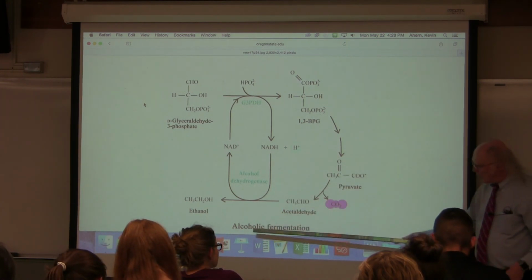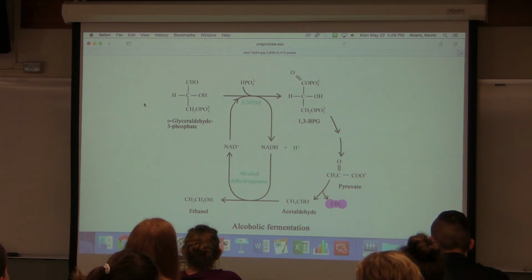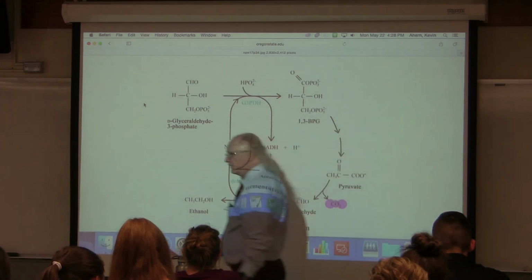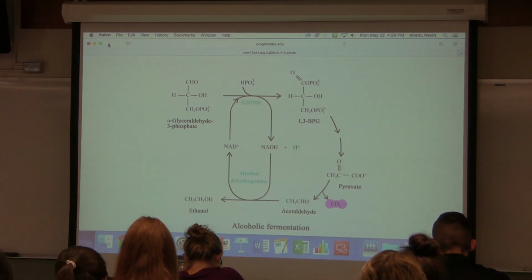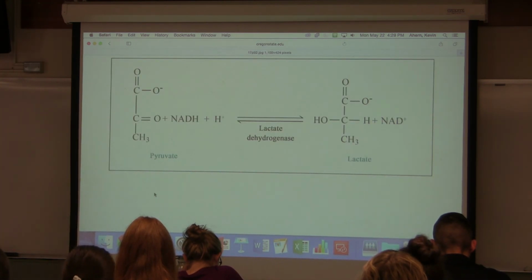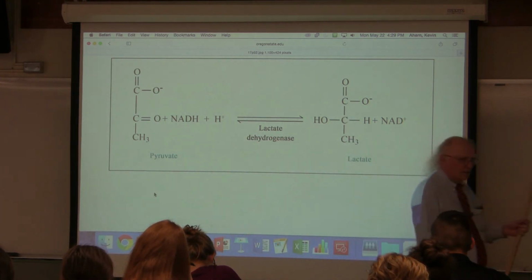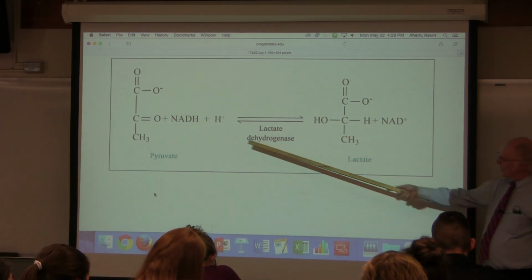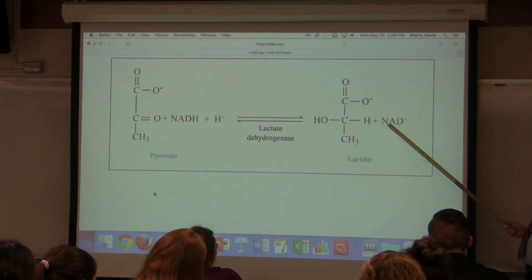Notice this says alcoholic fermentation, implying that there are other kinds of fermentation, and there are. One of the kinds of fermentation you have in your body. We all have in our body. And it's the first reaction that I showed you. Pyruvate goes to lactate. The same thing is going on. Look, NADH is producing NAD.